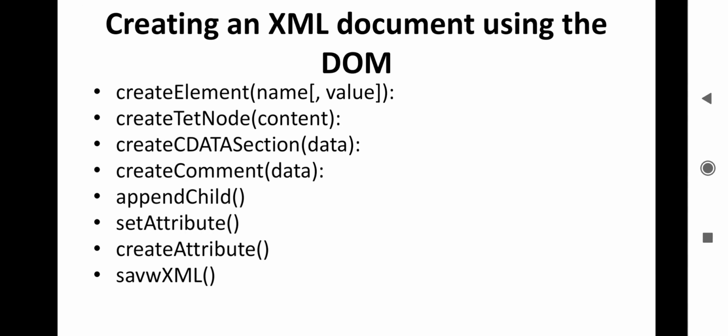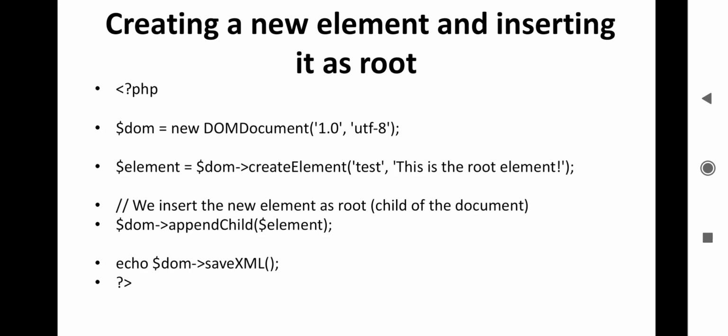Create an element node called name and optionally extend a text node to it containing the value. Then next is createTextNode, which creates a text node that contains content. Then createCDATASection creates a character data node that contains data. Then createComment creates a comment node that contains data. appendChild appends a child element to its element. Then setAttribute adds attributes to an element node. createAttribute creates a new attribute. saveXML converts the DOM document object into a string. So these are the different functions we are using in creating an XML document using DOM.